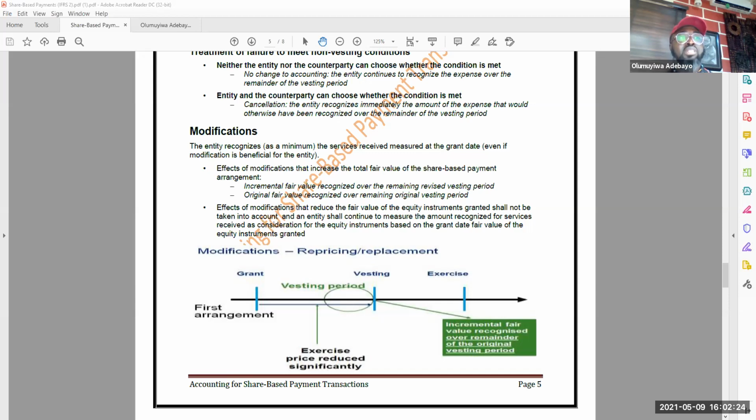But if the modification or repricing will bring about a decrease in the cost to the employer, then based on the prudence concept, this should be ignored as if there was no modification. And you continue to account for it as if there was no modification. And that is the position of the standard. And we're going to look at this one by one. Now, I want somebody to read this, and I've also put up a diagram to explain what it means with modification. Can somebody read this?